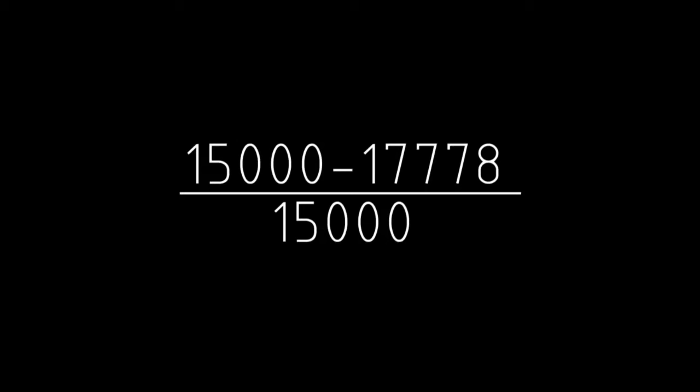Part 5, the error. To calculate our error, we subtracted the actual value, 15,000 ohms, from our calculated value of resistance, 17,778 ohms, and divided that by the actual value. Our value is 18.5% off of the real value, which was outside of the plus or minus 10% error margin.